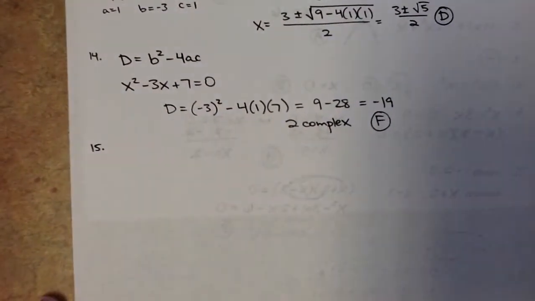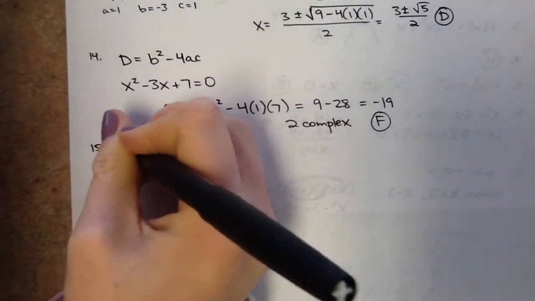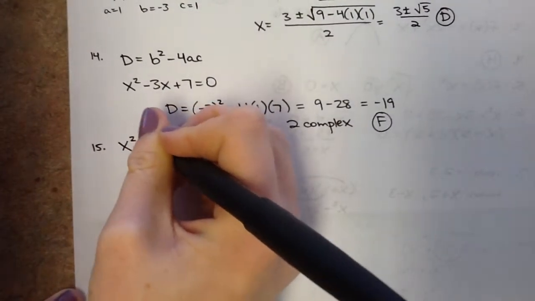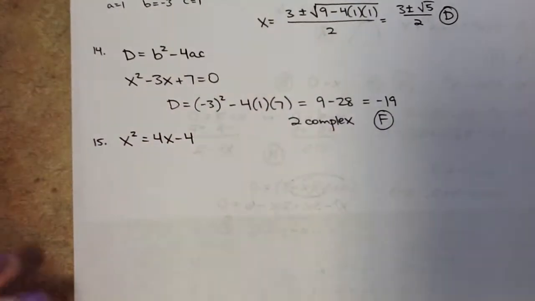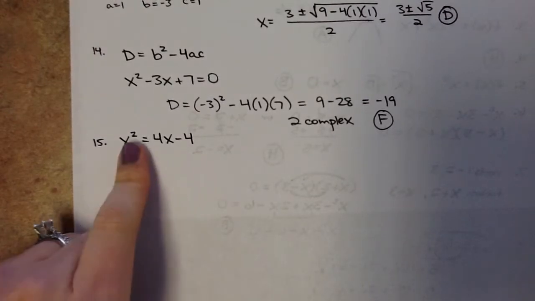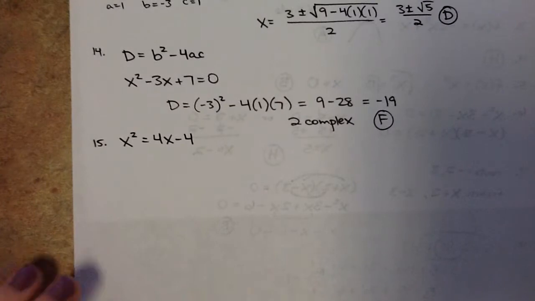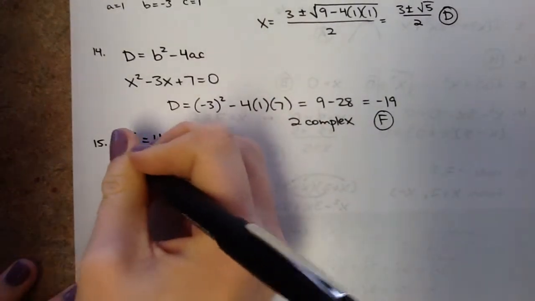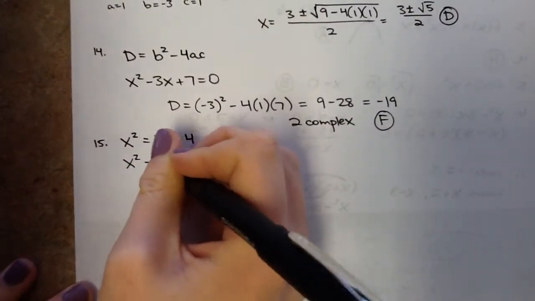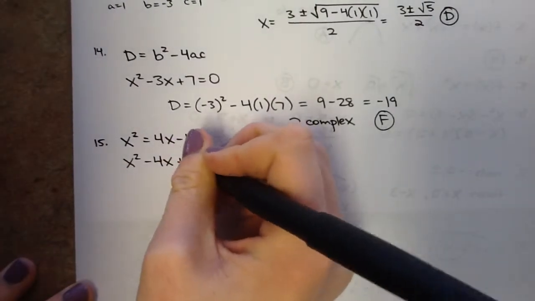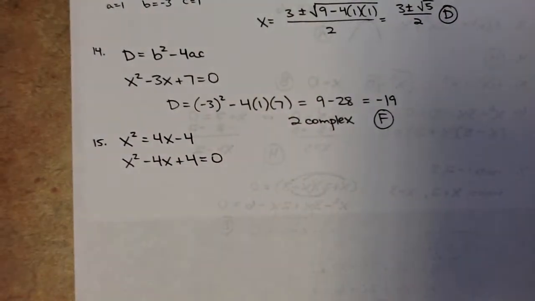15, same problem, different equation. We've got x squared equals 4x minus 4. Now, you can go in either direction. You can move this stuff to the left, or you can move this term to the right. Whichever way you go, you need to get it in standard form first, just like I said with number 13. So I am going to subtract the 4x, then I'm going to add the 4, leaving me with 0 on the right-hand side.